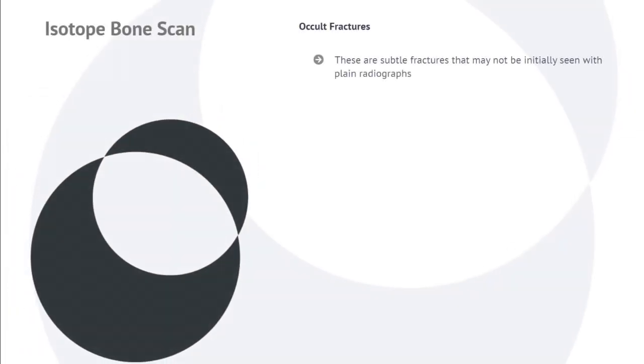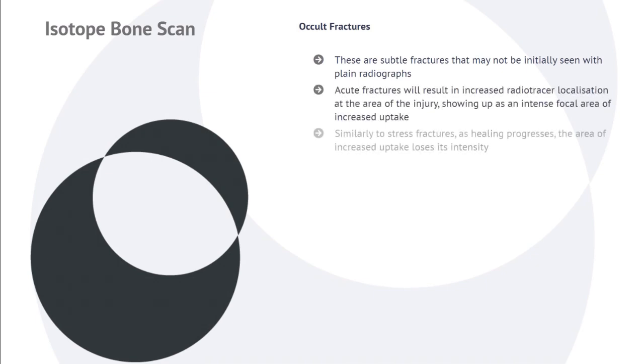Occult fractures. These are subtle fractures that may not be initially seen with plain radiographs. Acute fractures will result in increased radiotracer localization at the area of the injury, showing up as an intense focal area of increased uptake. Similarly to stress fractures, as healing progresses, the area of increased uptake loses its intensity.